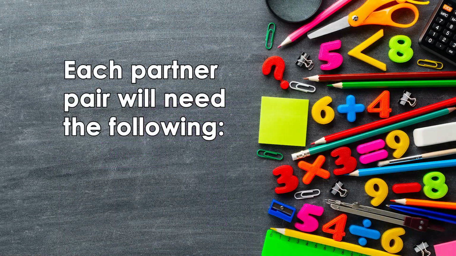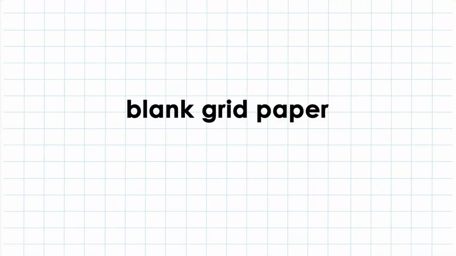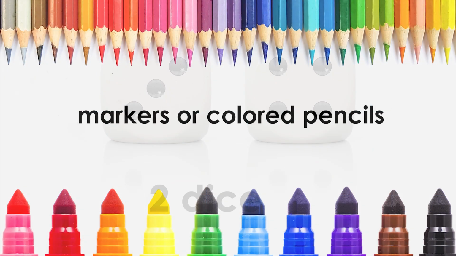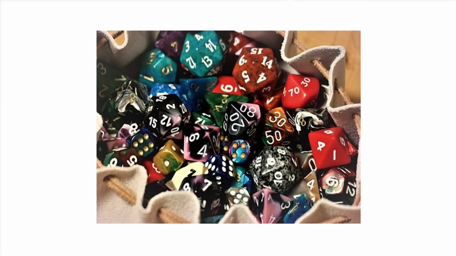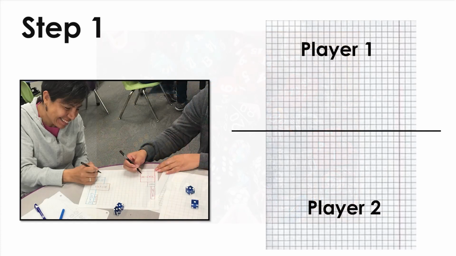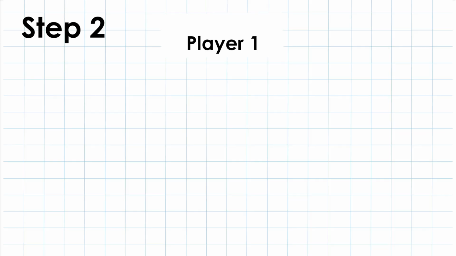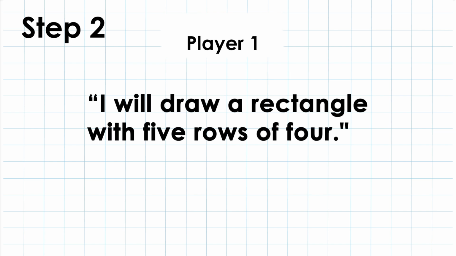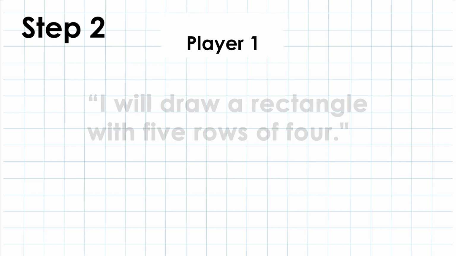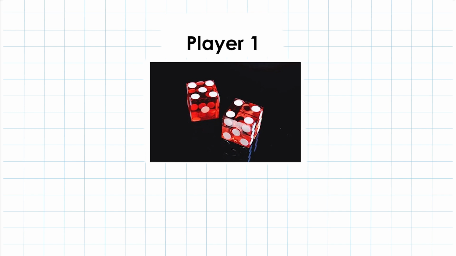Each partner pair will need the following: blank grid paper, markers or colored pencils, and 2 dice. Yes, families can use polyhedral dice with numbers higher than 6 for an extra challenge. Step 1. Divide or fold the grid paper in half. Determine which half each player will use. Step 2. Partner 1 rolls the dice and says aloud, "I will draw a rectangle with 5 rows of 4," mentioning the numbers rolled on the dice.